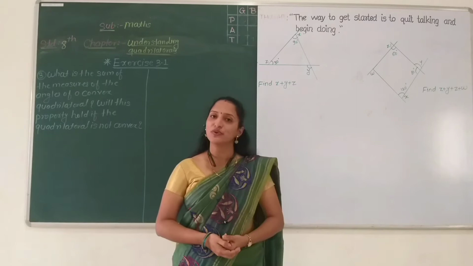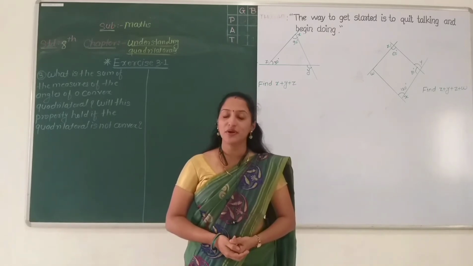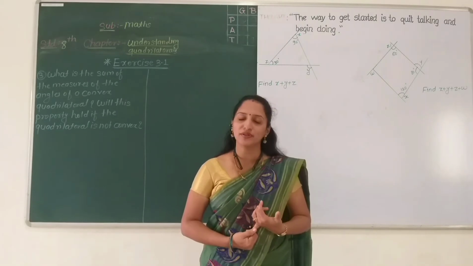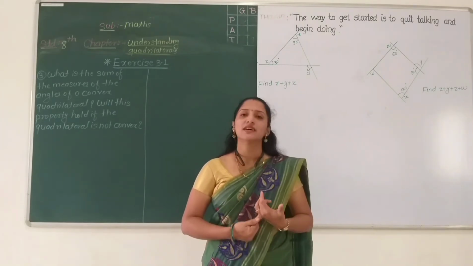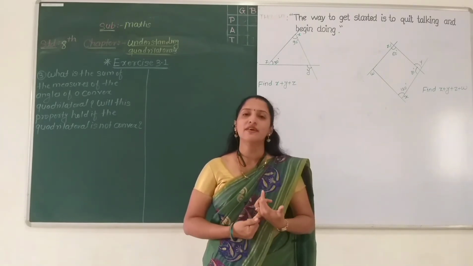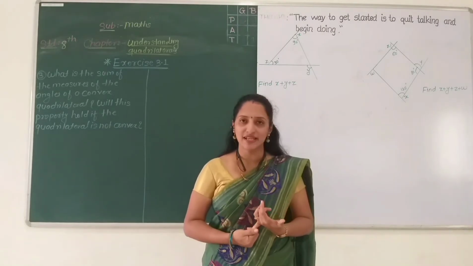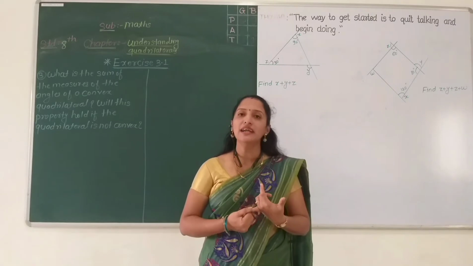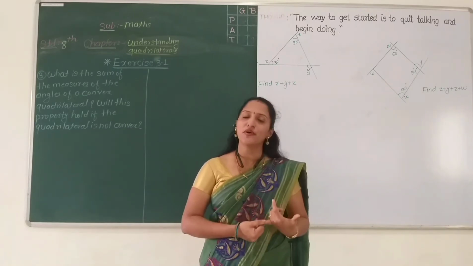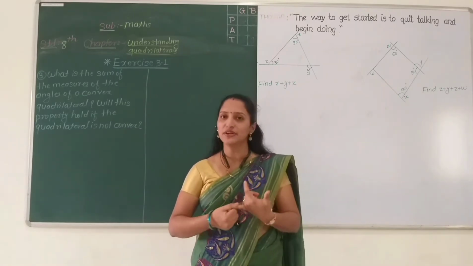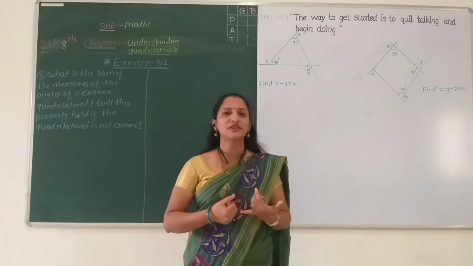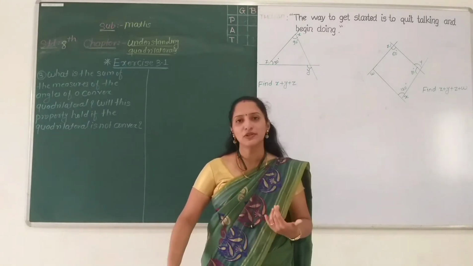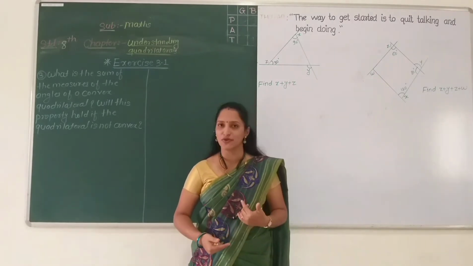I hope you all understood that concept. We have learned polygon. Now, what is meant by polygon? A polygon is a simple closed curve which is made up of only line segments. According to the number of sides and number of vertices, polygons are classified into different types like triangle, quadrilateral, then hexagon, heptagon, nonagon, decagon and so on.